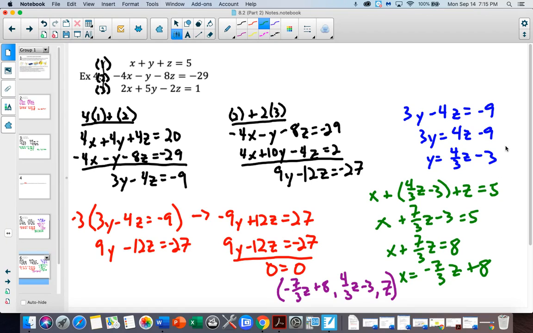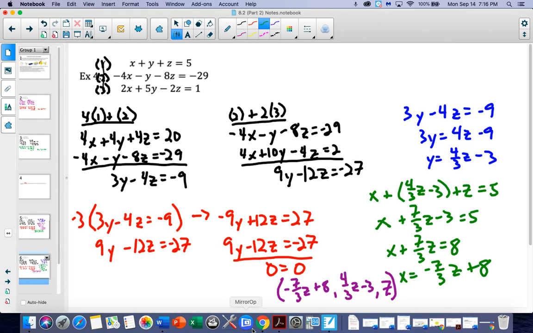Then I took that 4/3 z minus 3 and plugged that back into my first equation in place of y and solved for x. Okay, so my first step, I combined my like terms. 4/3 z plus z, that would be 4/3 plus 3/3, so that would be 7/3 z. Added the 3 over, subtracted the 7/3 z, and got x equals negative 7/3 z plus 8. So my solution set in terms of z is this: negative 7/3 z plus 8, 4/3 z minus 3, z.